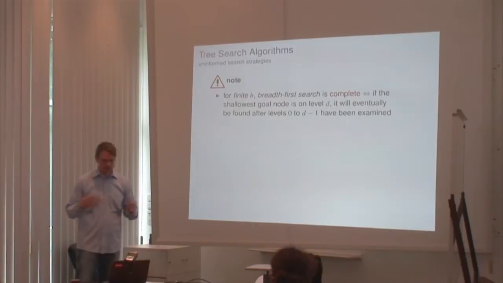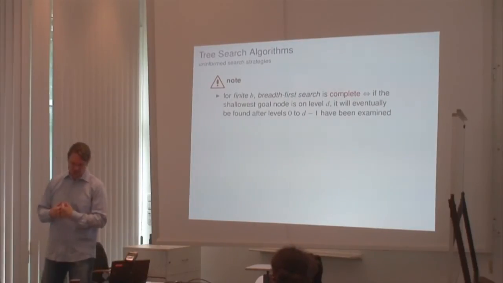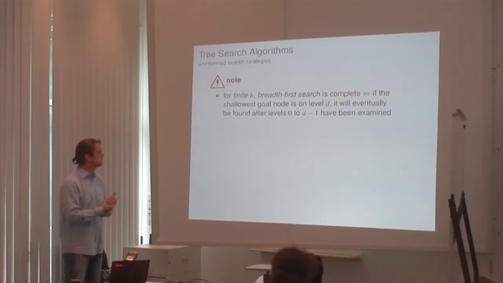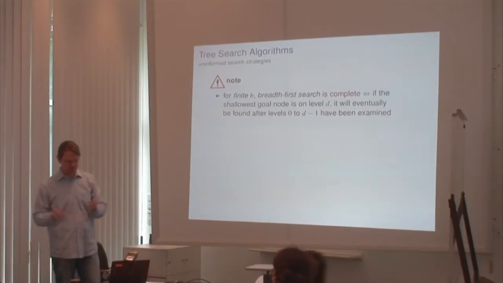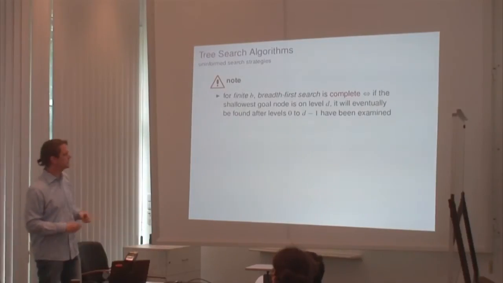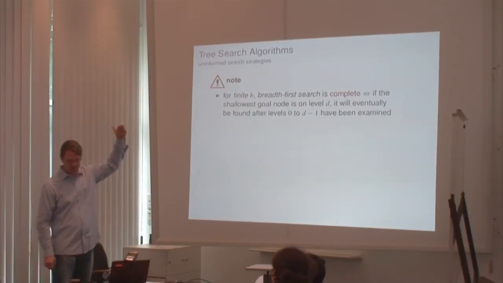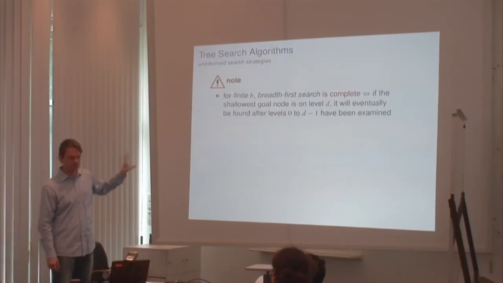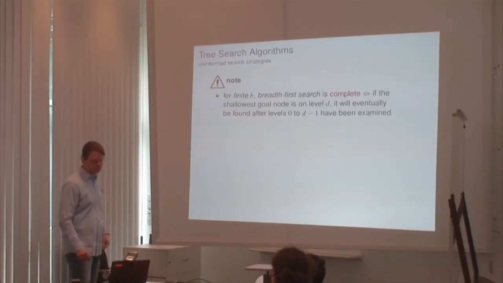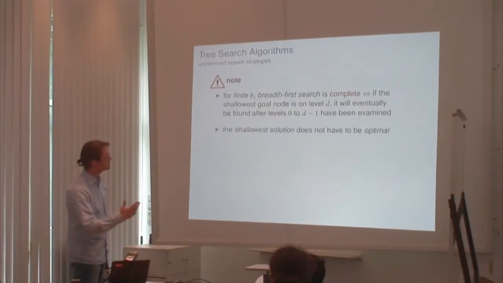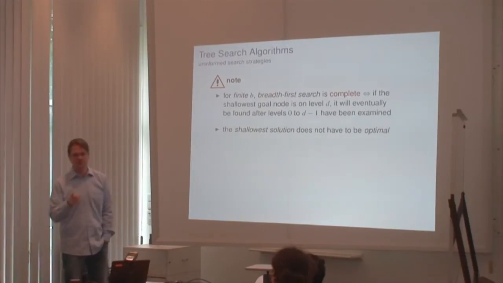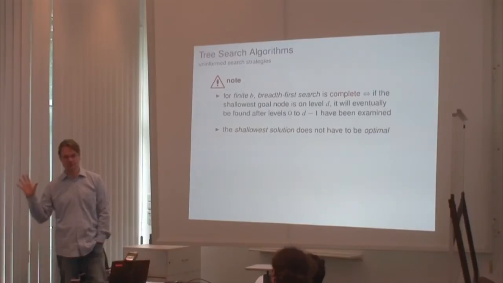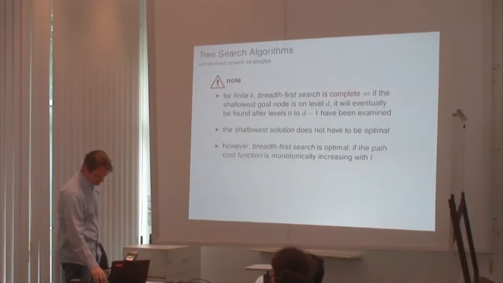That is, it will find a solution. If the solution, the node or one of the nodes that contain a solution, resides on level D of the tree, it will be found once we have uncovered the levels 0 to D minus 1. It cannot miss them, so it's complete. But as you said, this solution does not have to be optimal. There's no guarantee for us that the solution would be optimal.